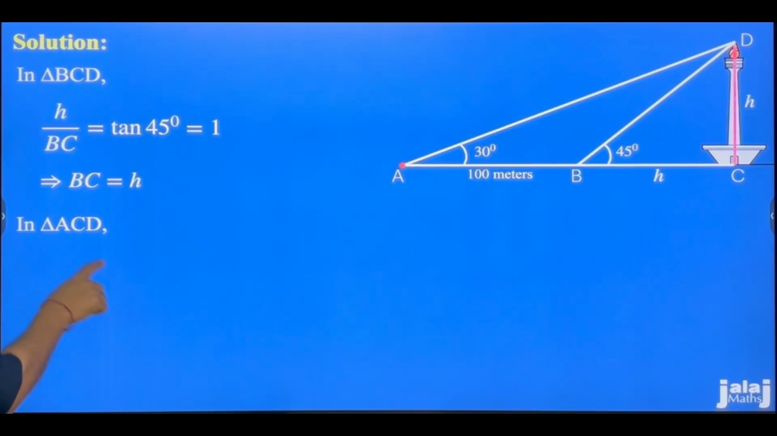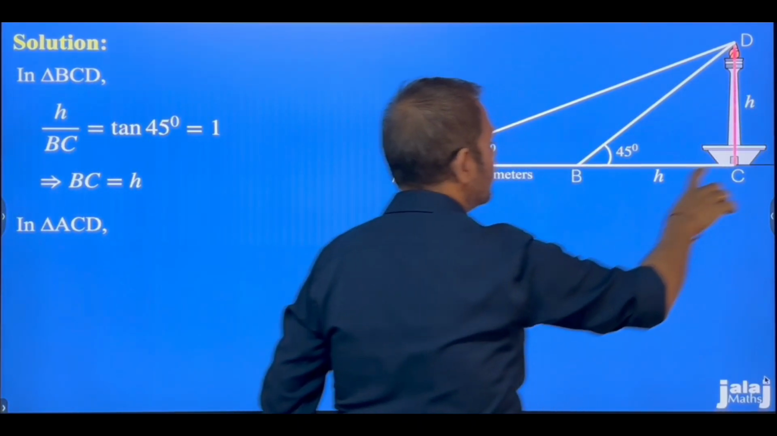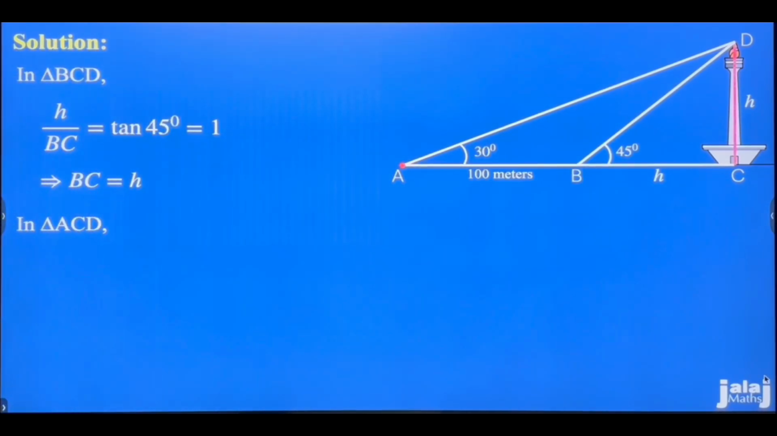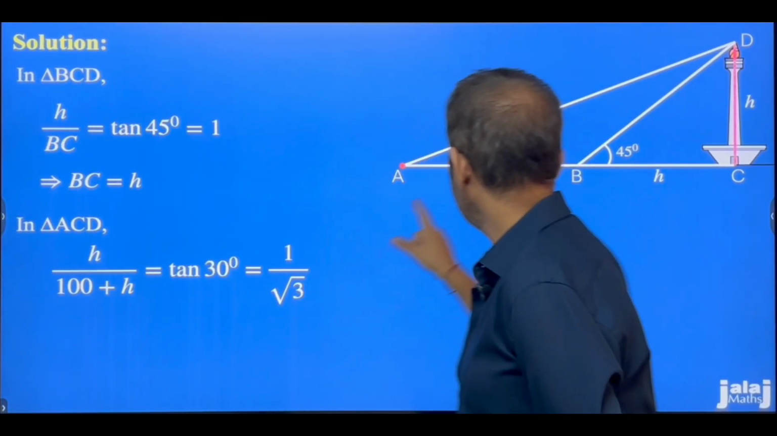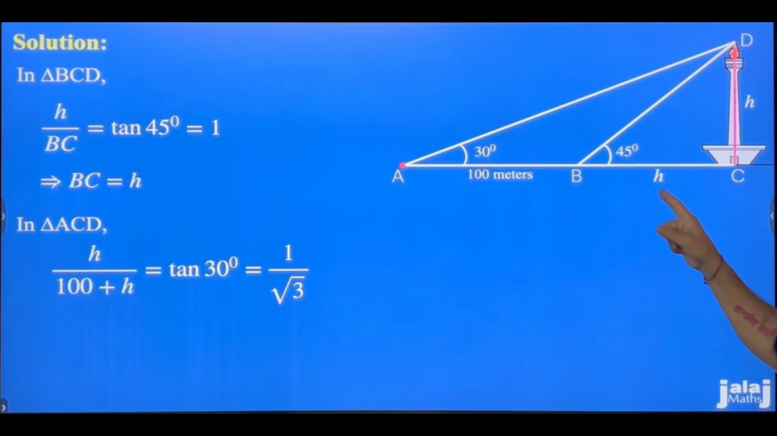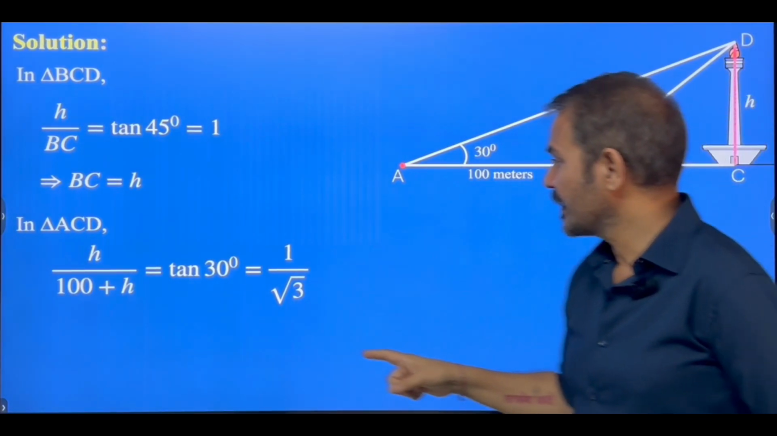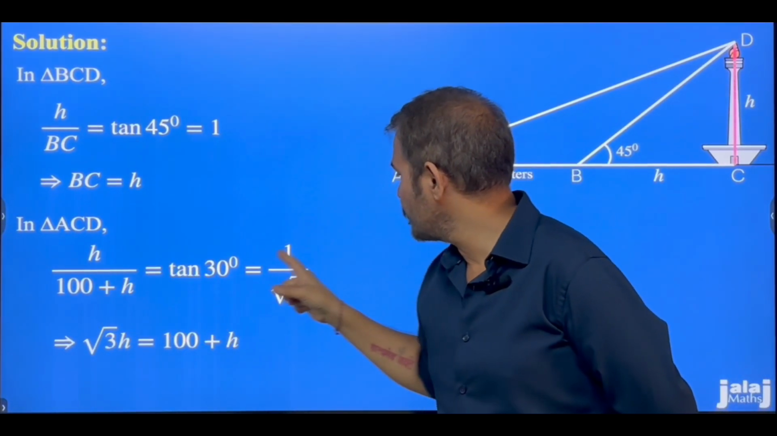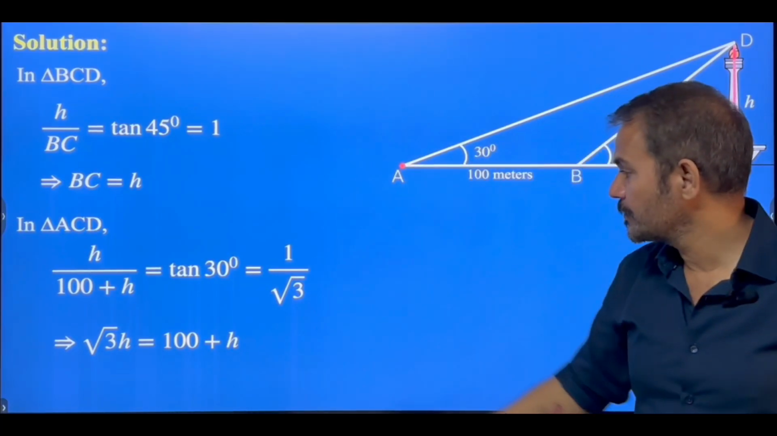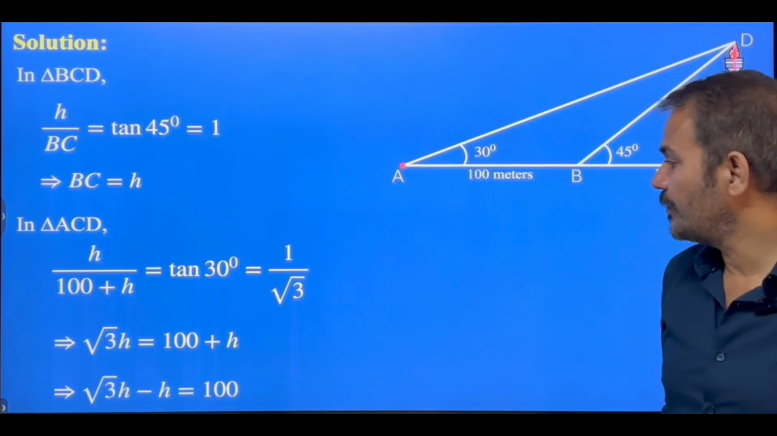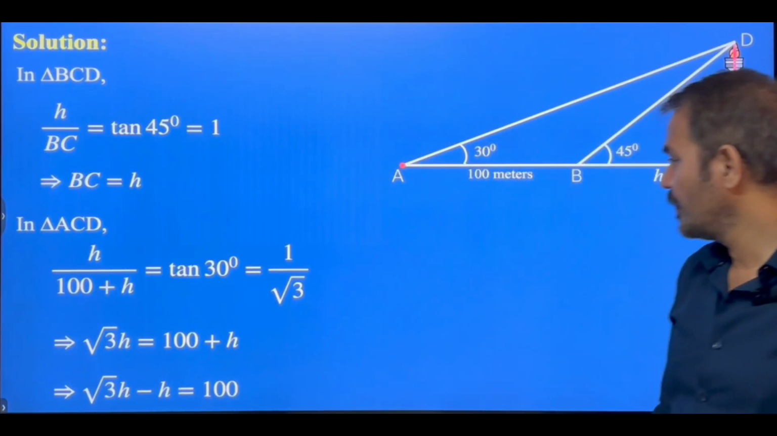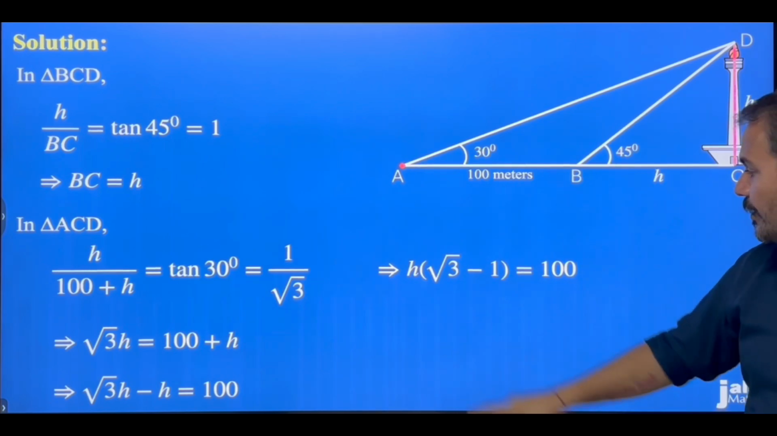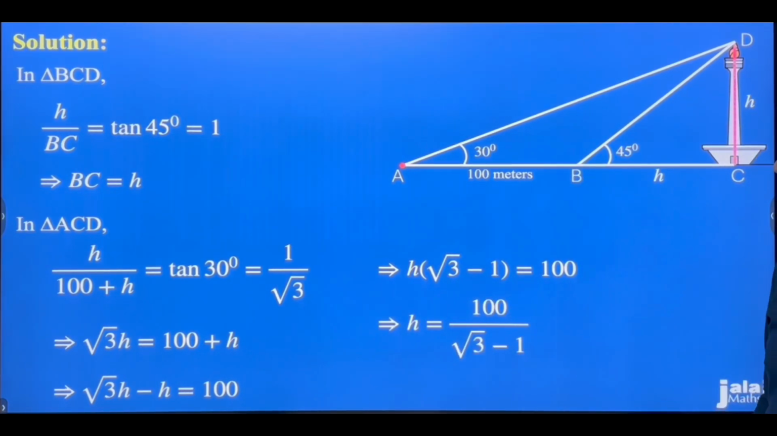Now looking into the big triangle, that is ACD. So in triangle ACD, what do we get? H divided by AC will be opposite over adjacent. So that is again tangent. So you get H over 100 plus H is equal to tan 30, which is 1 over square root of 3. By cross multiplication, you get square root of 3 times H is equal to 100 plus H times 1, which is 100 plus H. Take H to the left hand side. Square root of 3 H minus H is equal to 100. Take H common. You get H times root 3 minus 1 is equal to 100. So H is equal to 100 over square root of 3 minus 1.